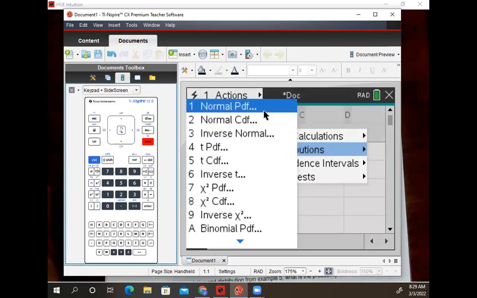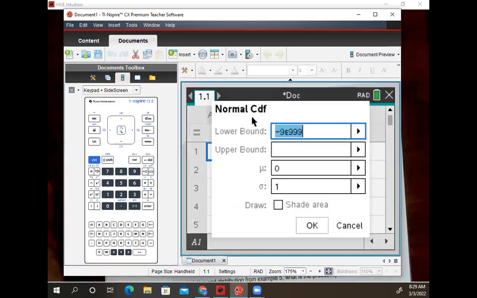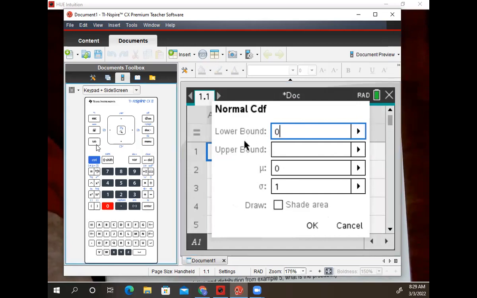And then here's the only part where this is a little tricky. You've got two options for normal. We're going to use CDF, okay, normal CDF. I get this little box that pops up, and notice there's a spot for all of those little important pieces that I jotted down. So my lower value for this particular problem we said was 0. So I'm going to type 0, and then I'm going to hit the tab key to get down to the next box. My upper value was 0.25, so I'm going to type in 0.25.